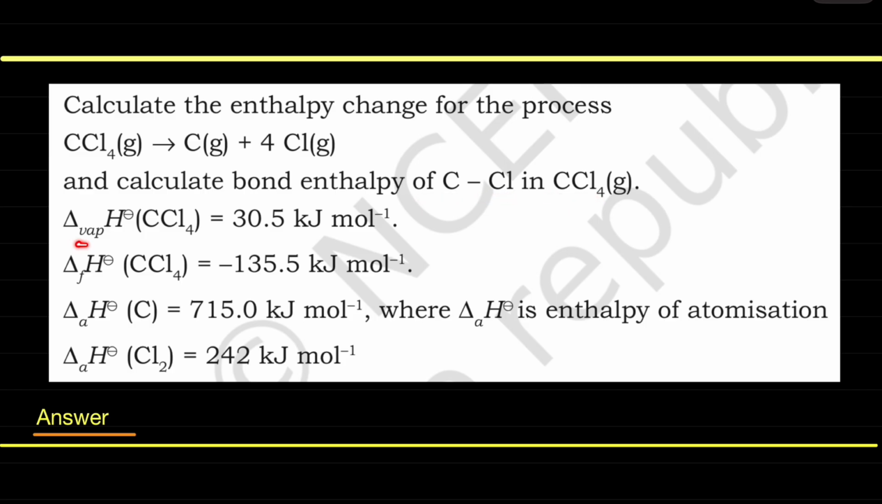Here, the enthalpy of vaporization of CCl4 is given as 30.5 kilojoule per mole. Enthalpy of formation of CCl4 is given as minus 135.5 kilojoule per mole. Enthalpy of atomization of carbon is given as 715 kilojoule per mole. And enthalpy of atomization for Cl2 is given as 242 kilojoule per mole. So based on this given information, we have to find the enthalpy of this reaction. First write down all the reactions, and then we will find the enthalpy change of this reaction.